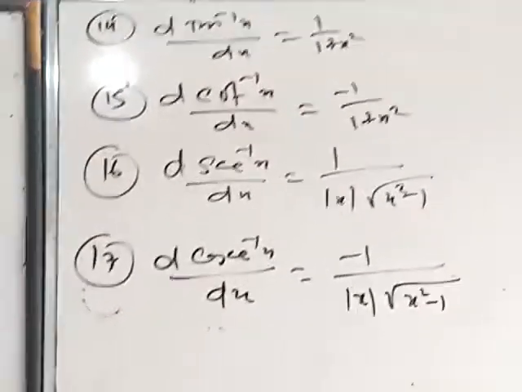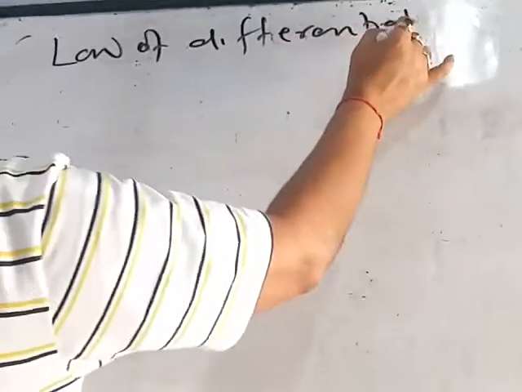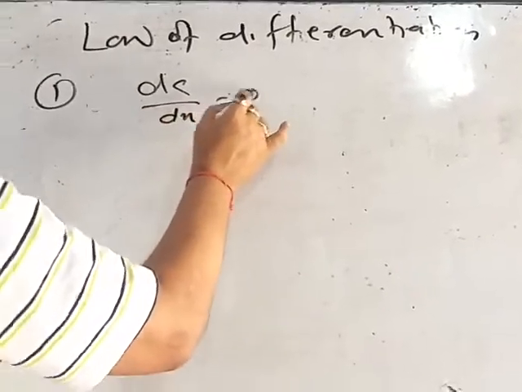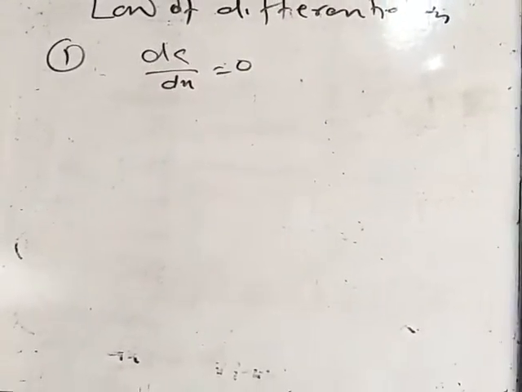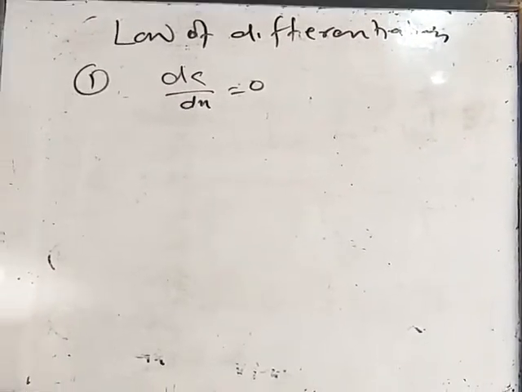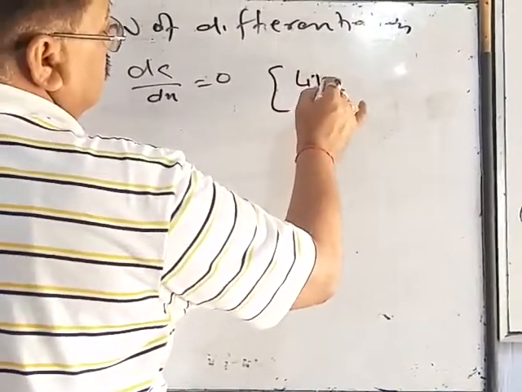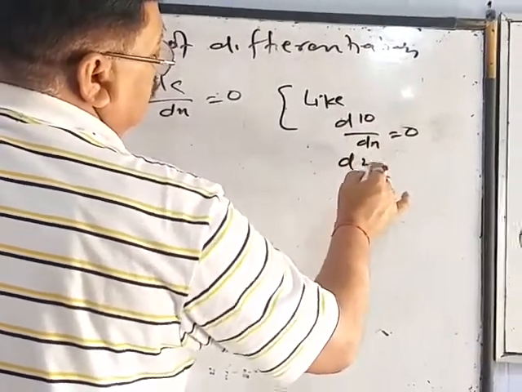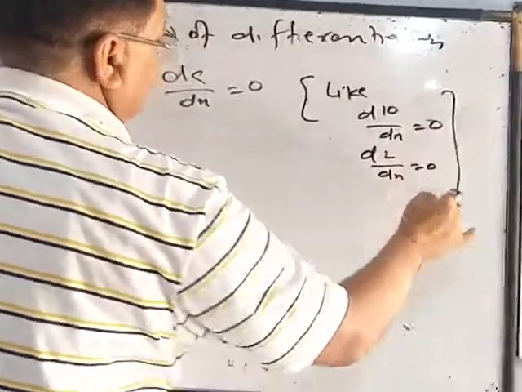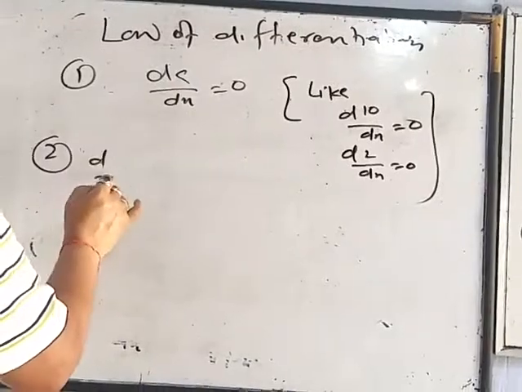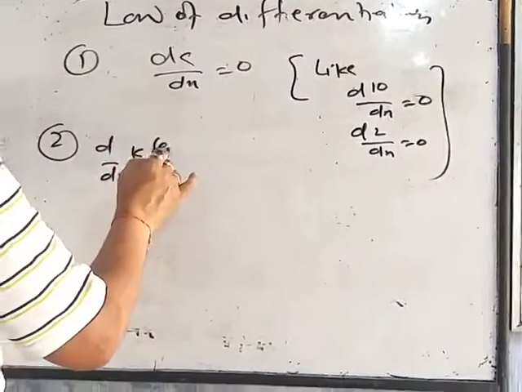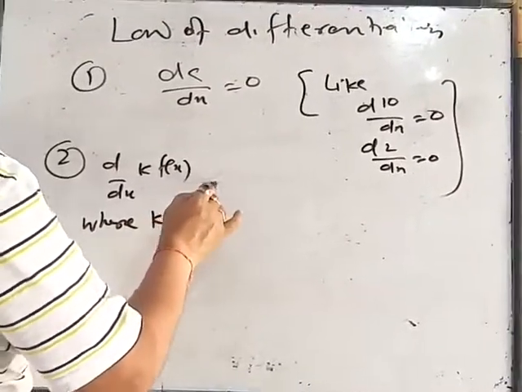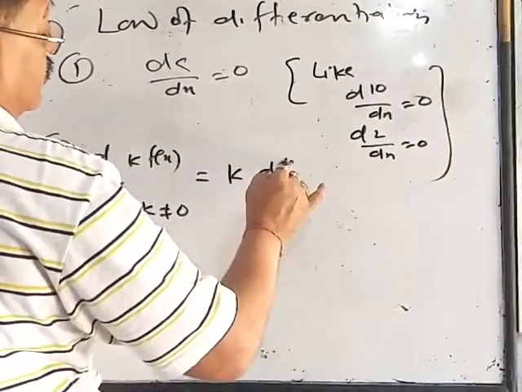dc by dx is 0. The derivative of any constant is 0, because a constant has no rate of change; it is constant. Likewise d10 by dx is 0, d2 by dx is 0. And d by dx of some constant k into f(x), where k is not equal to 0, is equal to k into df(x) by dx, students.